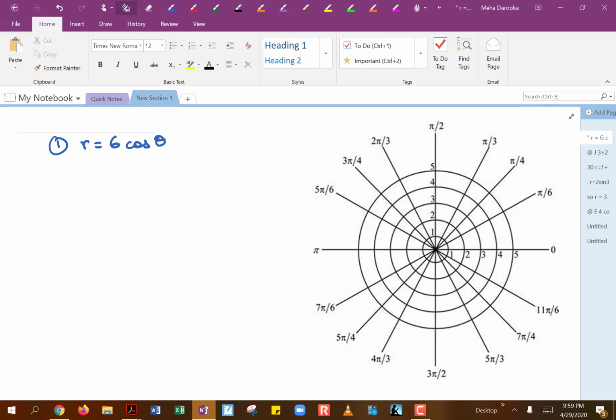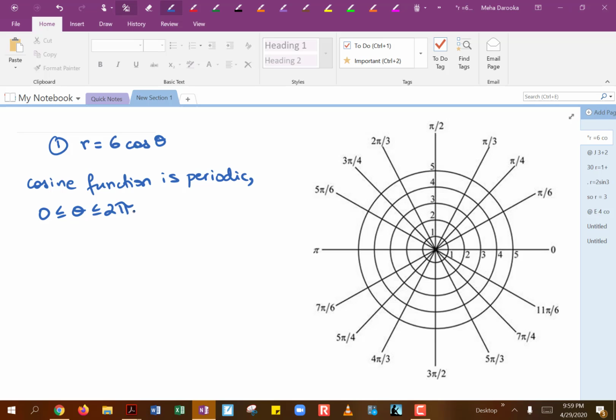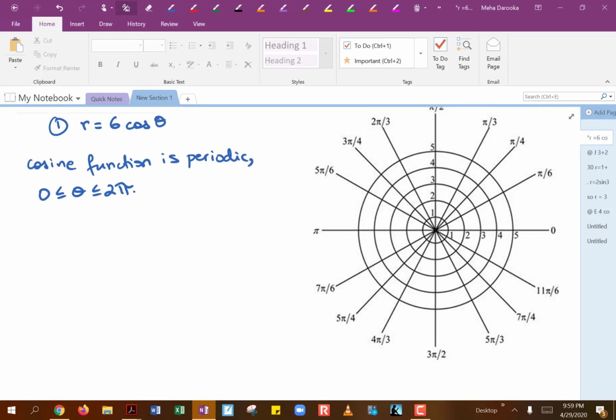So of course we are also going to use the concept of point plotting. Again, you should know, since this is r equals 6 times cosine theta, the cosine function is also periodic. So we can again use theta in the interval of 0 to 2 pi. That will give us a full range of values for our r value. So let's go ahead and do a little table.